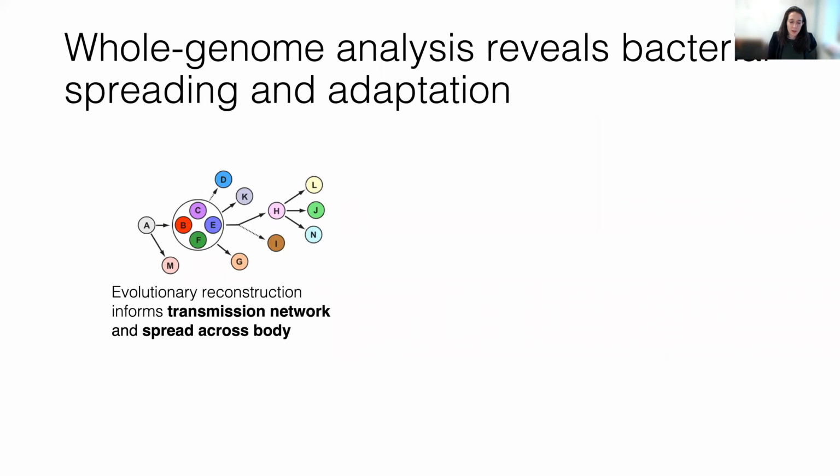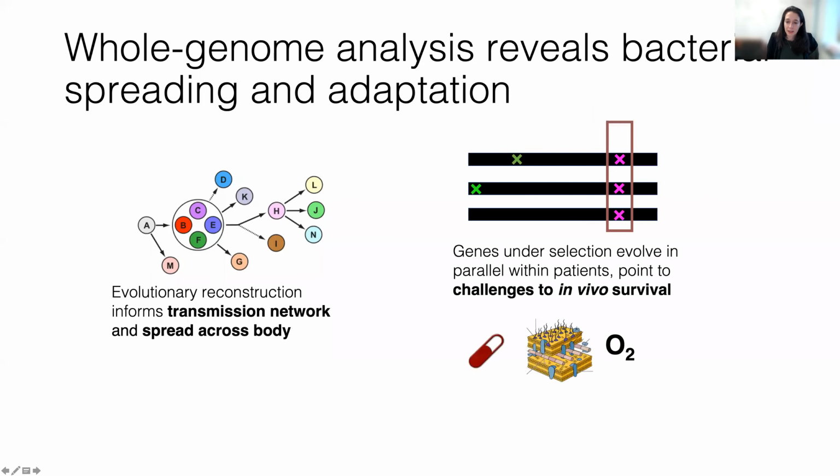talk. In particular, what we can know and track from studying mutations is we can understand how bacteria are spreading between people and on individuals, even across body systems. And by looking at what genes are changing, and particularly what genes are mutated over and over again, we can understand what's really challenging to bacterial survival in vivo.